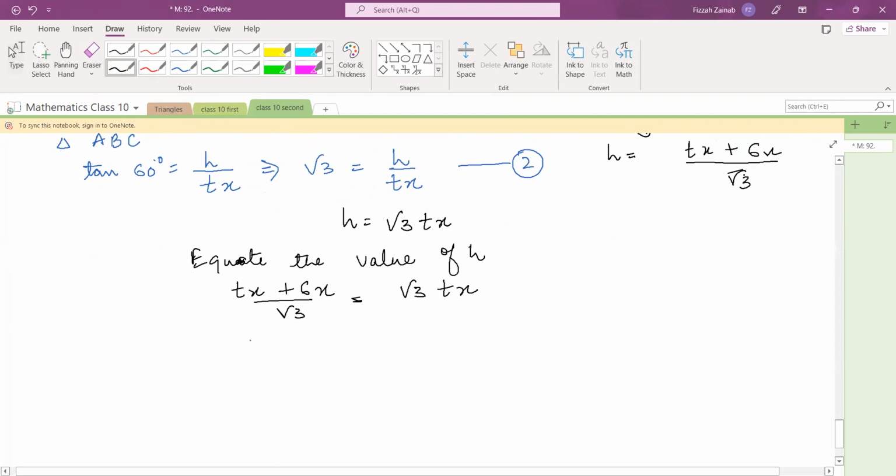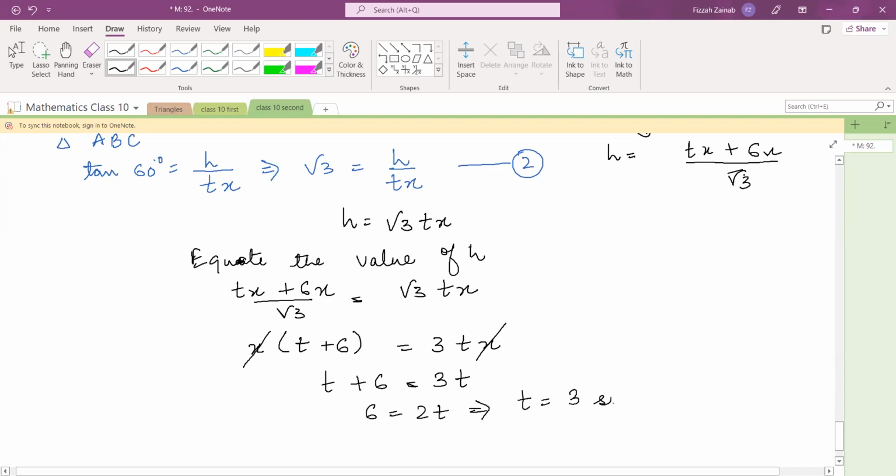Okay. Now you cross multiply. Now from numerator, I can take x common. So t plus 6 and then cross multiply root 3 becomes 3tx. Now again, my x will cancel out from both the sides, right? T plus 6 is equal to 3t. Now only one variable and only one equation, which I can solve very easily. So that means you take this t here, this is 2t, and that implies that t is equal to 3 seconds. Clear?